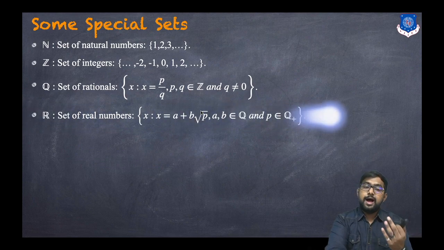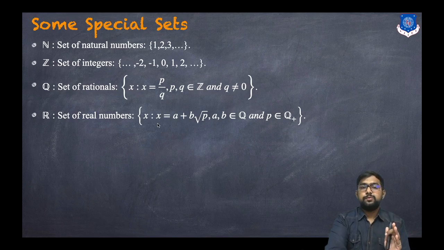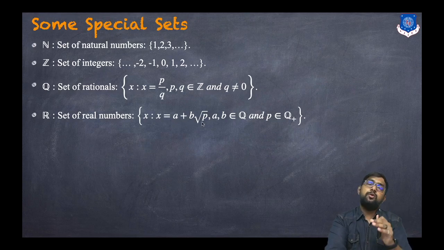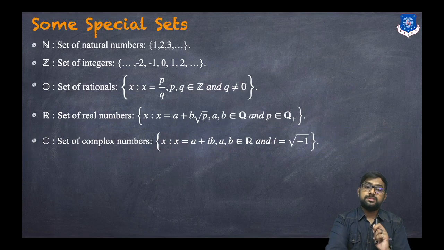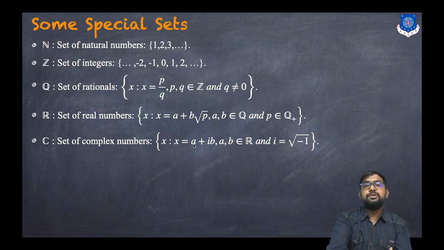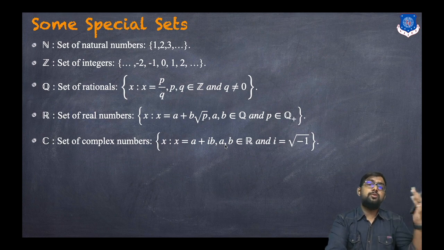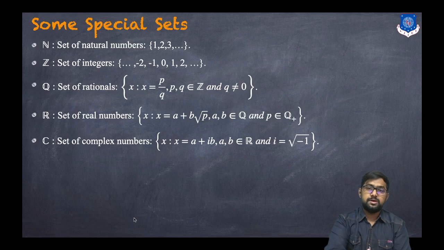Then R is the set of real numbers. The real numbers are of the form: the set of all x such that x = a + b√p, where a and b belong to the set of rational numbers, and p belongs to Q⁺. What do you mean by Q⁺? Q⁺ means the set of positive rationals. And last, the set of complex numbers: the set of all x such that x is of the form a + ib, where a and b both belong to the set of real numbers, and i equals the square root of -1. That is the complex numbers.